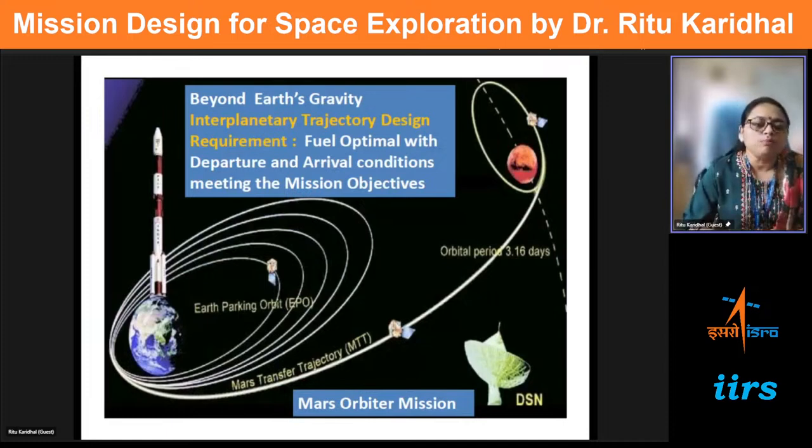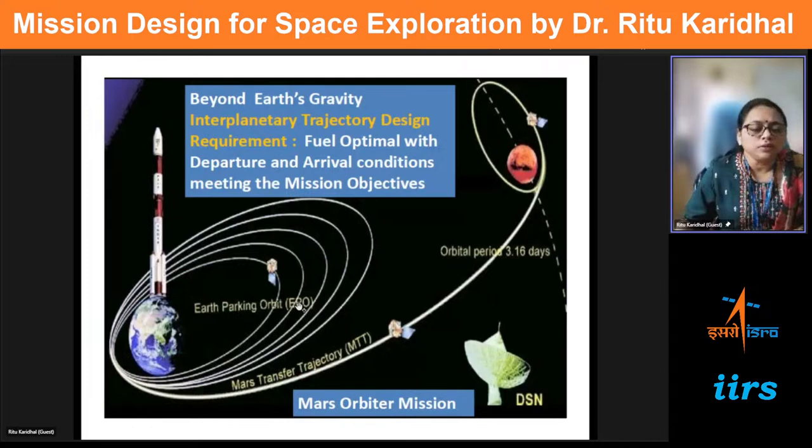Now, let us talk about going beyond Earth's gravity. The previous problem was a three-body problem: we had Earth, we had Moon, we had the satellite. But when we tried to go to Mars, we had a four-body problem: Earth, Mars, the satellite, and the Sun. The gravities of all four bodies affect the motion of each other, and we use the mechanical equations of motion to derive the flight path to go from any planet to any other planet. This is called interplanetary trajectory design.